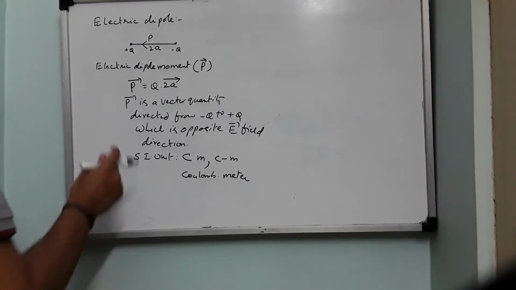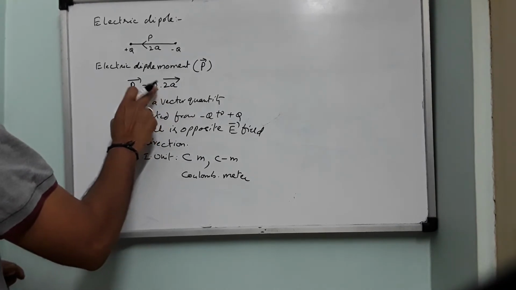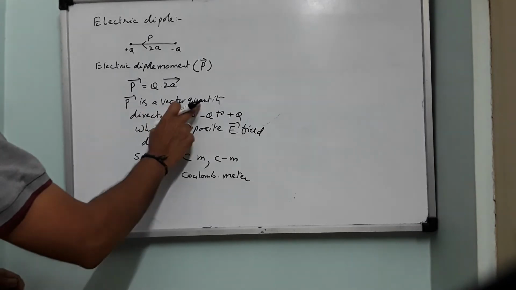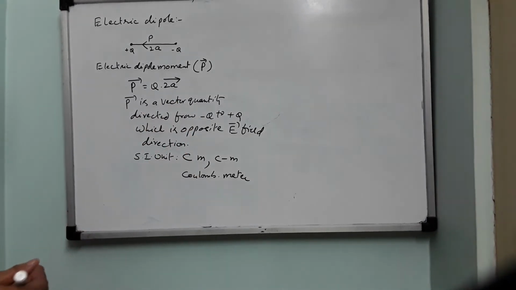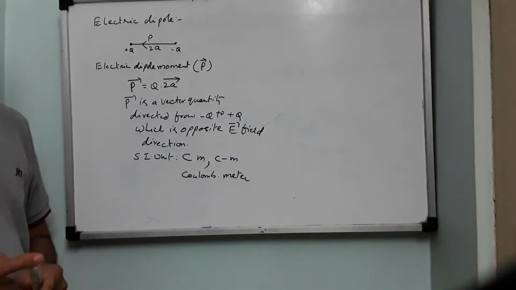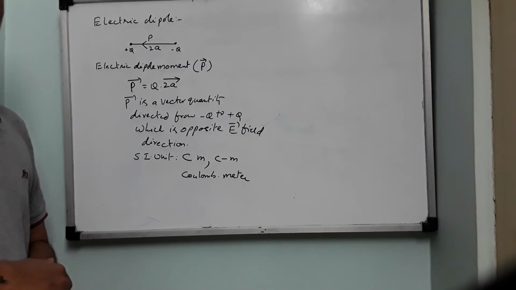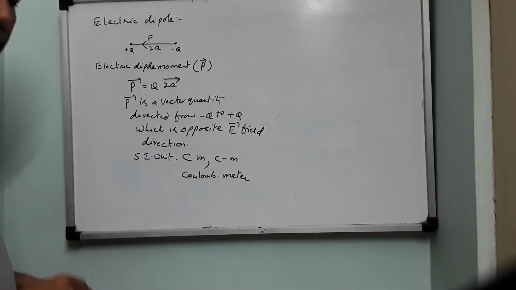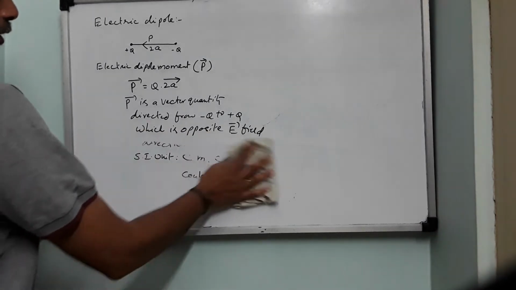So p is defined as q into 2a, the product of the magnitude of any one charge and the separation between the charges. p is a vector quantity, and its SI unit is coulomb into meter. Now this is very important for short answer questions: define electric dipole moment, state whether it is a vector or scalar, and write its SI unit. These are the things which you have to remember.